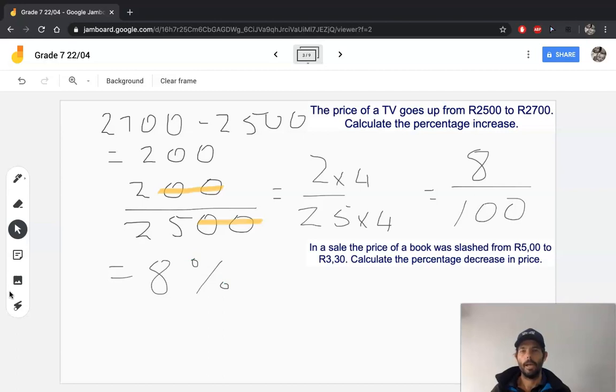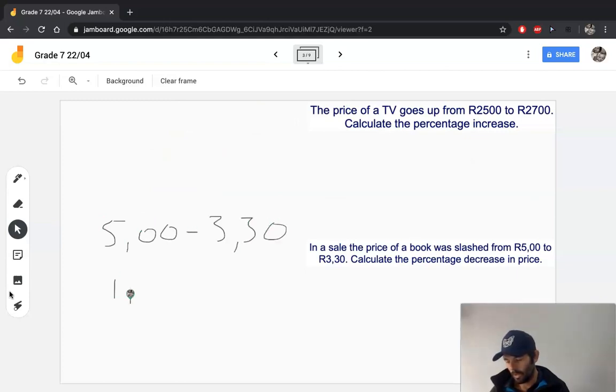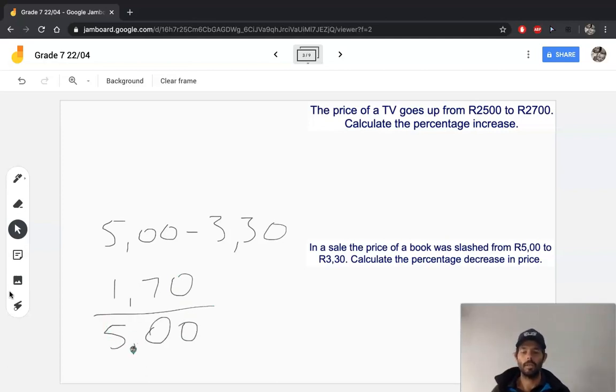Okay. And similarly for the decrease with the book. The first thing I'm going to do is work out what is the actual decrease. And we know it's 5 Rand minus 3 Rand 30, which is 1 Rand 70. Okay, the original price was 5 Rand. So now I need to work out how much is 1 Rand 70 as a percentage of 5 Rand. So the first thing I'm going to do is convert both to cents, because I don't want to work with decimals.